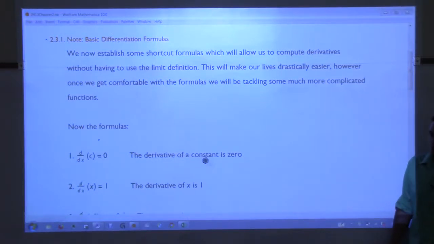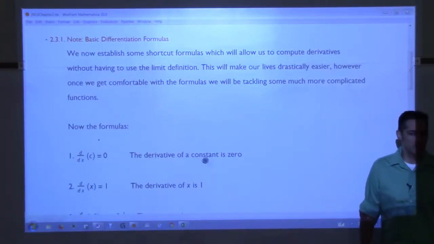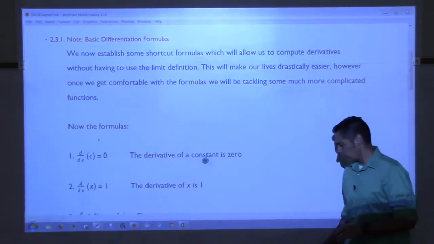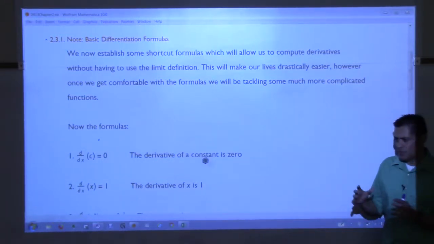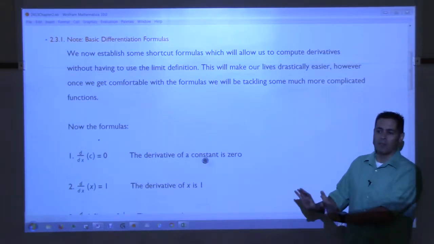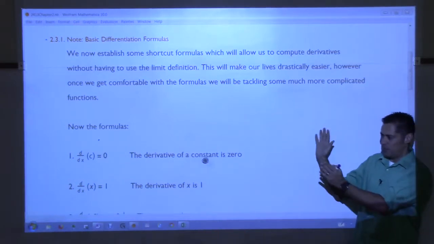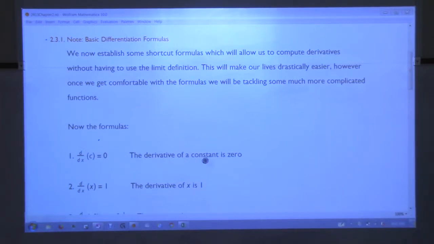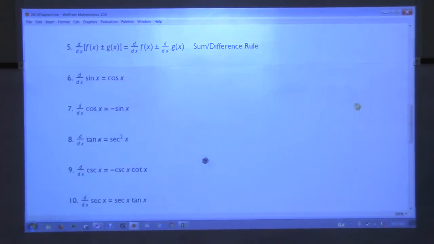But fortunately for us, there are a bunch of shortcut formulas for differentiation which completely eliminates our need to actually use a limit. So in calculus, you kind of have to suffer through the limits for a while with differentiation, and then at some point we put the limit away and we give you formulas, and that's what today is, all right? There are a bunch, and the notes for this section 2.3 are just a list of 10, 11 different formulas, all right?